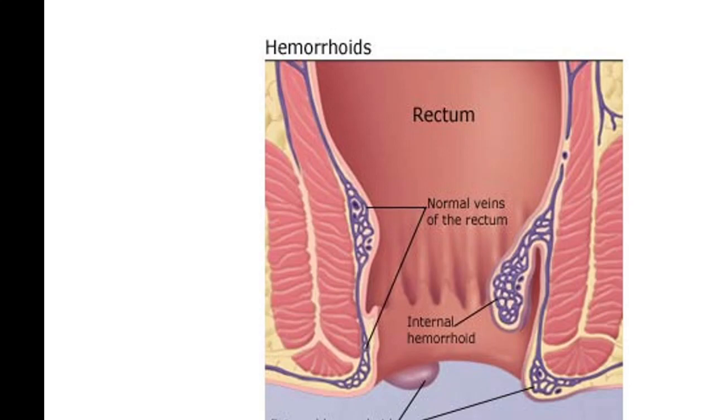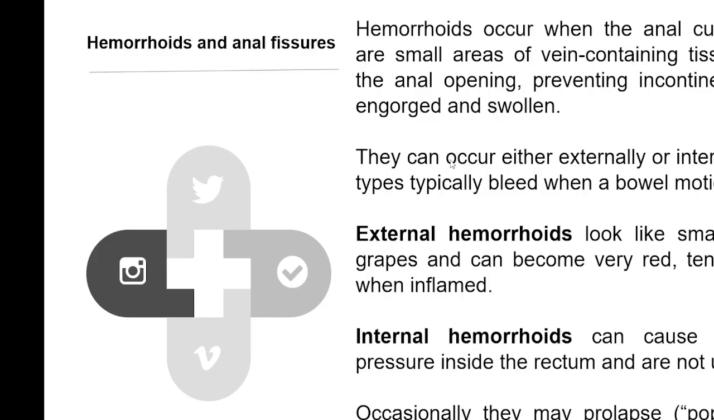What happens is that when piles or hemorrhoids are there, when your motion or stool is passing through, sometimes these hemorrhoids break, rupture, and blood will come out through your anus. This situation is known as piles. It's a very painful, very difficult situation. Sometimes in some families piles are common. So the only thing is to change your lifestyle, change your diet. I will tell you, they can occur either externally or internally.